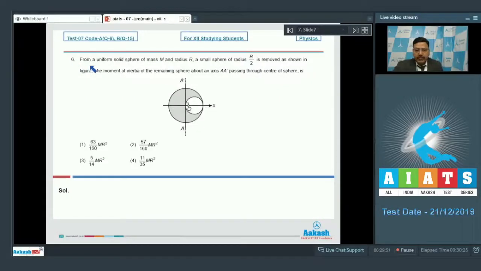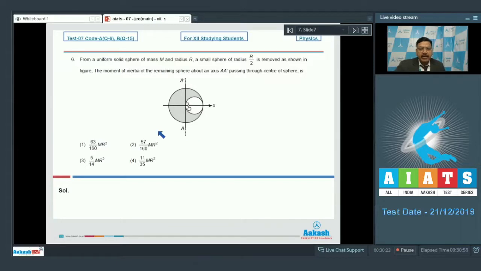Question 6 says, from a uniform solid sphere of mass m and radius r, a small sphere of radius r by 2 is removed as shown in figure. The moment of inertia of the remaining sphere about an axis A dash passing through center of sphere is. Okay, so we have to find moment of inertia when a sphere of r by 2 is removed from the entire sphere.